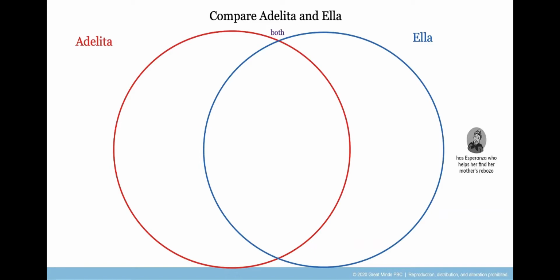The first one is, has Esperanza, who helps her find her mother's rebozo. Point to the part of the Venn diagram where this experience belongs.